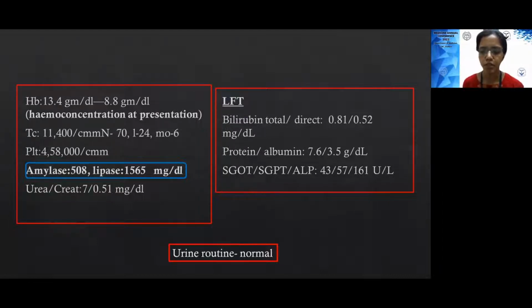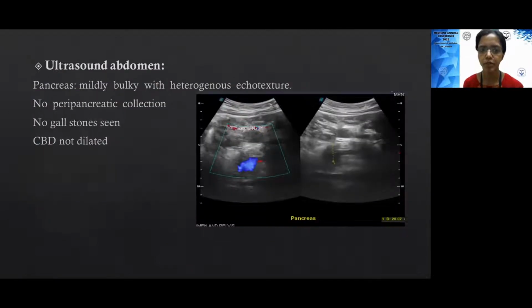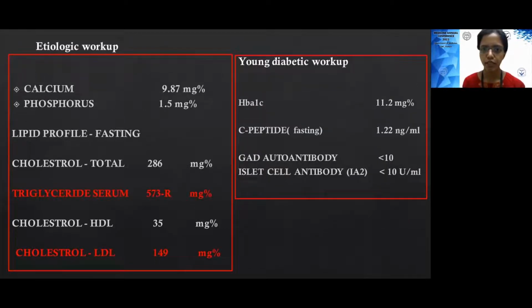Urine routine was normal. Ultrasound abdomen was done, which showed the pancreas was mildly bulky with heterogeneous echotexture. There was no peripancreatic collection, no gallstones, and the common bile duct was not dilated. We did this to look for any pancreatic collection and gallstones as an etiology for pancreatitis. So by the end of this, we were sure that her pancreatic enzymes, amylase and lipase, are elevated, ultrasound is showing heterogeneous echotexture of the pancreas, and she had diabetic ketoacidosis.